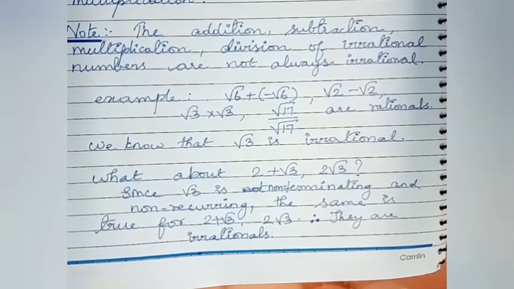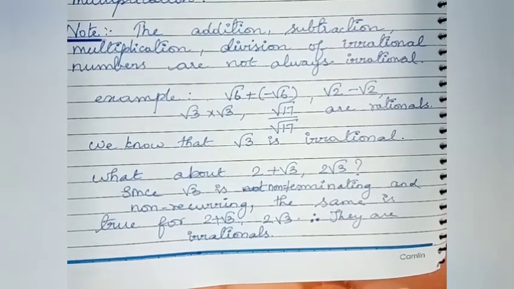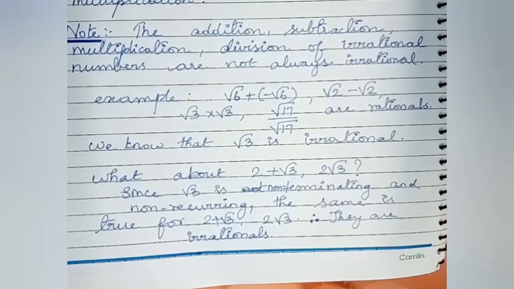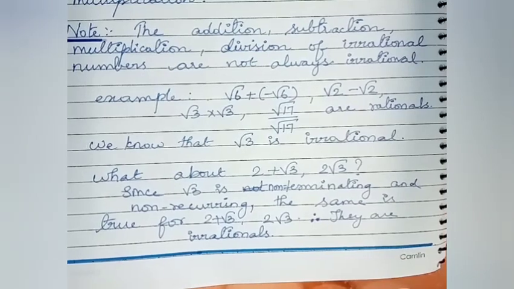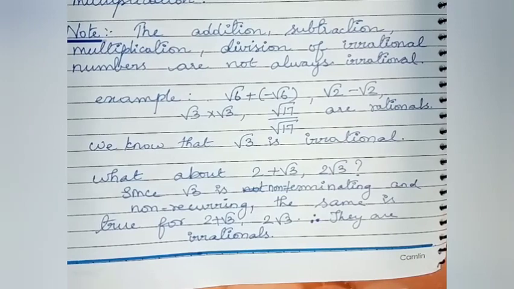So we talked about addition, subtraction, multiplication and division of two rational numbers. Also we saw the result for addition, subtraction, multiplication and division of two irrational numbers. Now our question is, what would be the result when we add, subtract, multiply or divide a rational number with an irrational number?